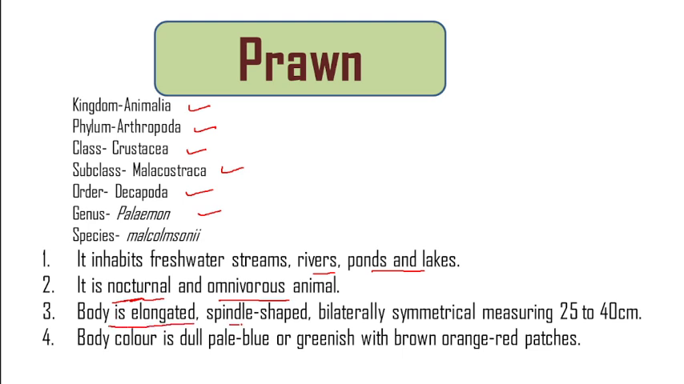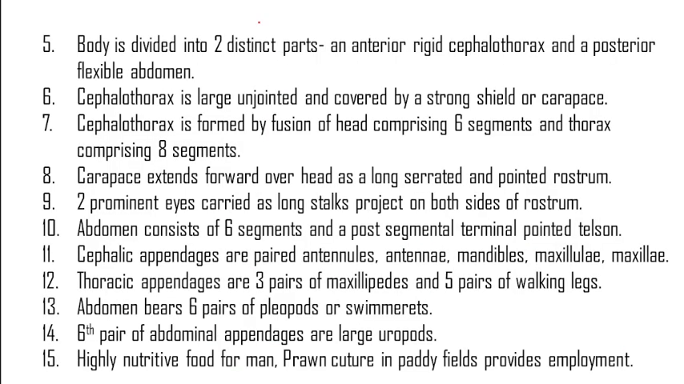Body is elongated, spindle shaped. Spindle shape, इस shape को हम spindle shape कहते हैं. Tapering at both ends. Bilaterally symmetrical, measures 25 to 40 centimeter. Body color is dull pale blue or greenish with brown, orange, red patches. Body is divided into two distinct parts, an anterior rigid cephalothorax and a posterior flexible abdomen. Cephalothorax is large, unjointed and covered by a strong shield or carapace.